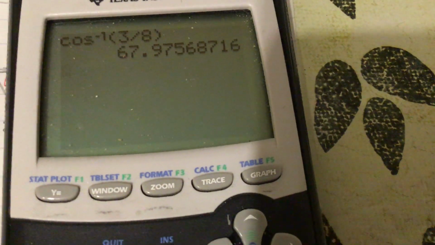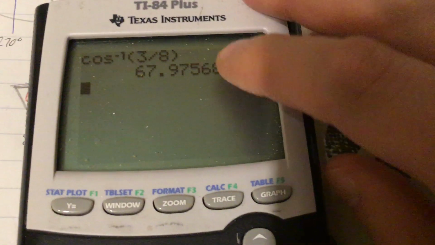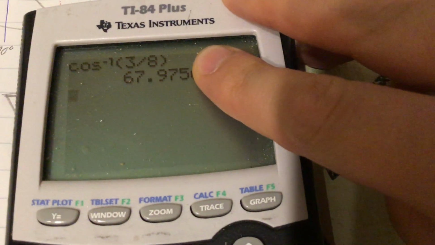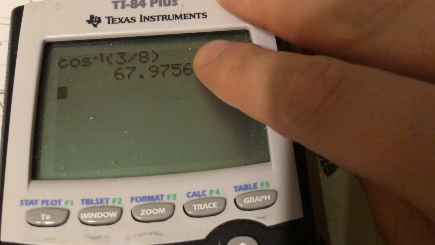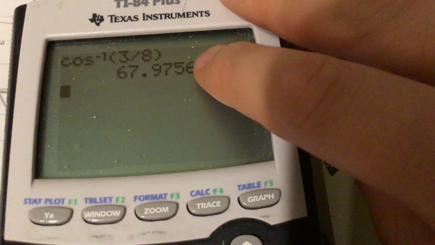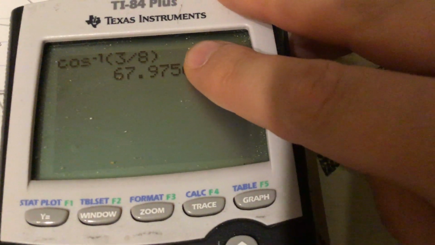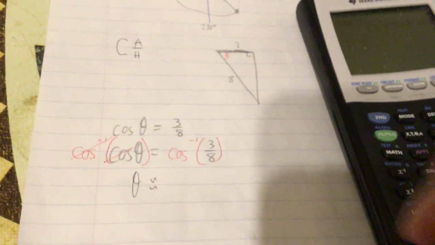And that's going to get me 67.9756. Well, we're rounding to the nearest 3 decimal places. So 975 rounds up to 976. So 67.976 degrees.